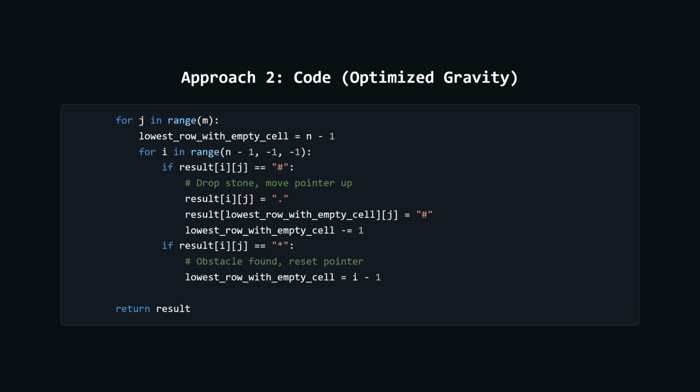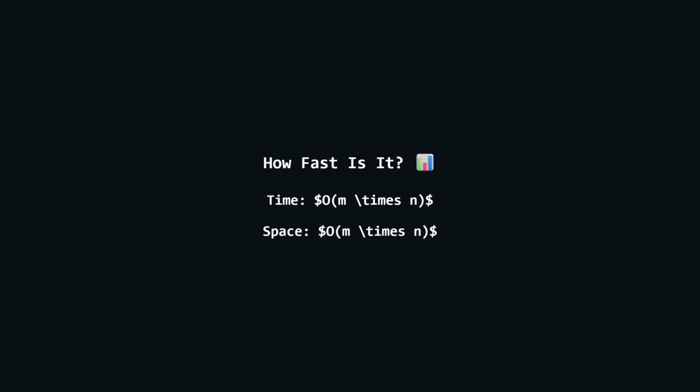But look at the gravity loop now. We removed that third nested loop. We just have a variable tracking the lowest empty cell. If we hit a stone, we swap it and move the pointer. If we hit an obstacle, we update the pointer. Much cleaner. By removing that inner search loop, our time complexity drops to big O of m times n. We still use big O of m times n space for the new grid.